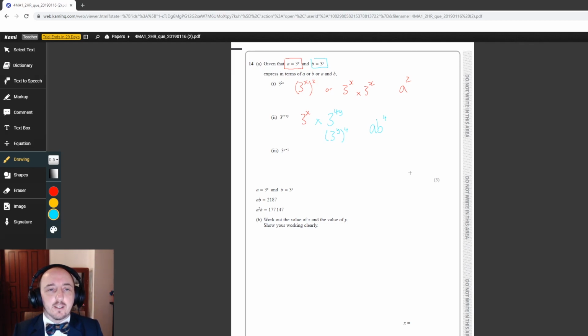For part 3, 3 to the y minus 1 is 3 to the y divided by 3 to the power of 1. So you subtract those powers there. 3 to the y is b, so it's b divided by 3.